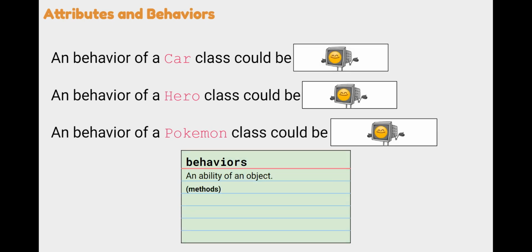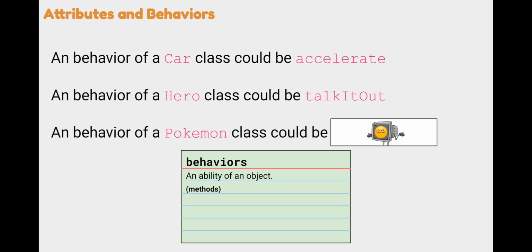Looking at some behaviors now, behaviors are the ability of those objects. So if we make an item from the car class, what should it be able to do? Well, a behavior of a car class could be accelerate. A behavior of a hero class could be talk it out. I know some of you might have thought, hey, a hero could fight, but really, I think a real hero talks out their problems. And a behavior of a Pokemon class could be use held item.